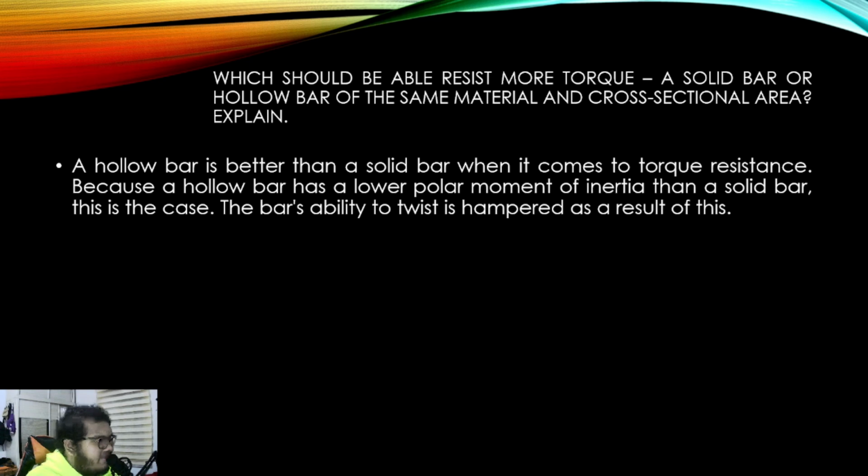And the fifth question is, which should be able to resist more torque, a solid bar or a hollow bar of the same material and cross-sectional area, and explain. A hollow bar is better than a solid bar when it comes to torque resistance, because a hollow bar has a higher polar moment of inertia than a solid bar. This is the case. The bar's ability to twist is hampered as a result of this.